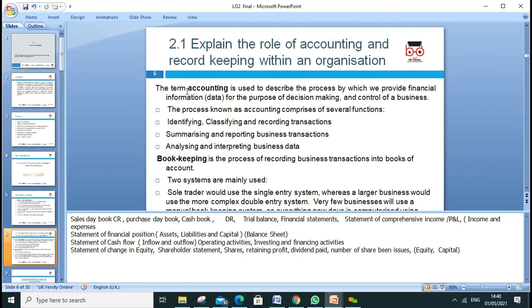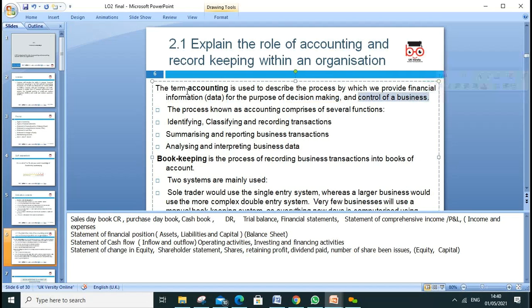The term accounting is used to describe the process by which we provide financial information in the shape of financial statements, in records, in ledgers, bank reconciliation. All these are records for the purpose of decision making. Decision making means selecting the best course of action. We always make decisions, sometimes intentionally or unintentionally. It is better to have all the options and all the information, then we pick the best option.